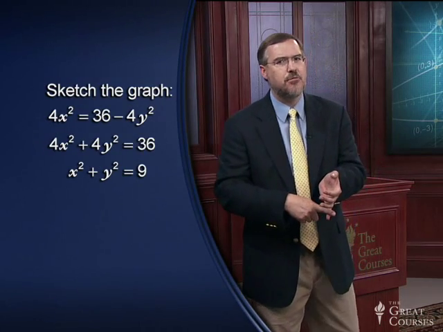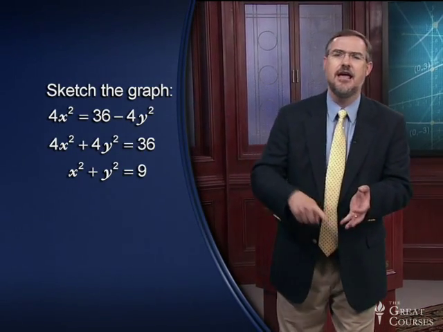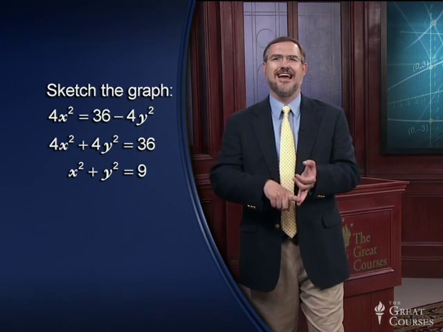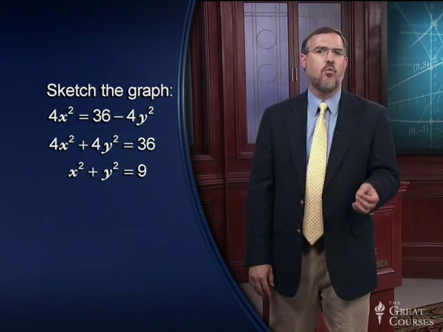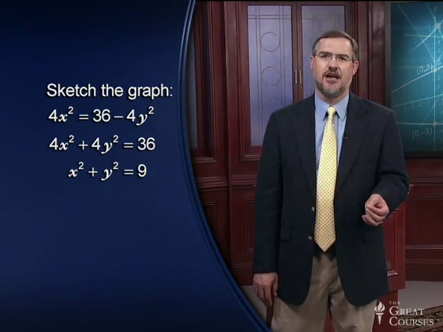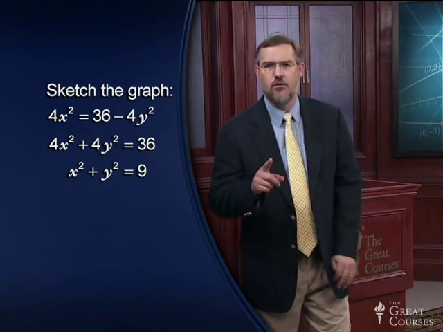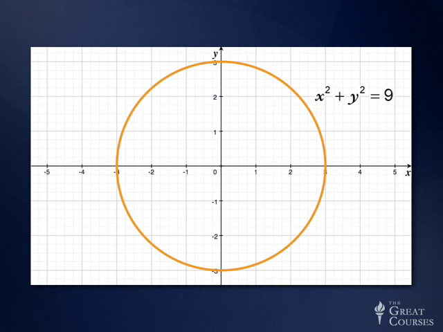It's definitely not a hyperbola because I don't have a minus sign. And it's definitely not going to be an ellipse because the coefficient of the x squared and the coefficient of the y squared are the same. And therefore, the graph of this is a circle. It's centered at 0, 0, and its radius is 3. So you can draw that pretty quickly.